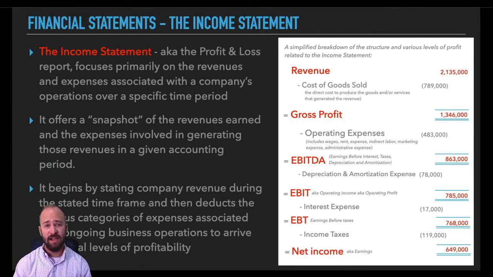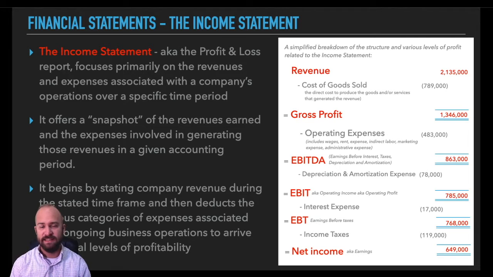And whenever we deduct cost of goods sold from revenue, we get to our first level of profitability. This is known as gross profit. In our example here, with revenue of $2.135 million and cost of goods sold of $789,000, we would have gross profit of $1.346 million, as indicated in our income statement here.